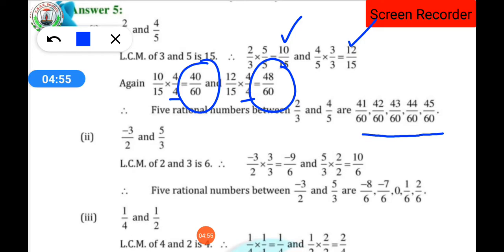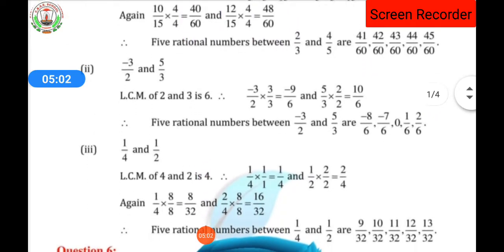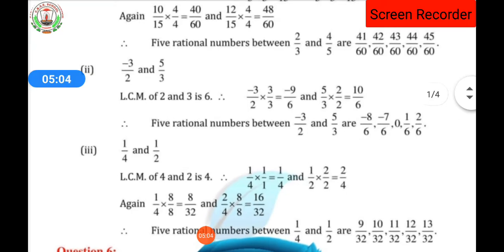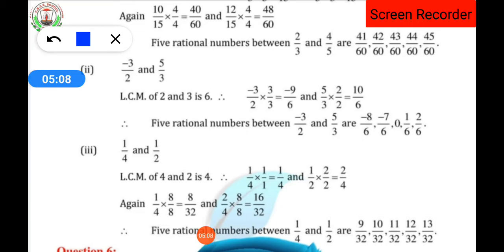In the same way we are going to find the 5 rational numbers between minus 3 by 2 and 5 by 3. So here we are going to find the rational numbers between minus 3 by 2 and 5 by 3. First we are going to see the denominators. We can see that they are unlike terms.